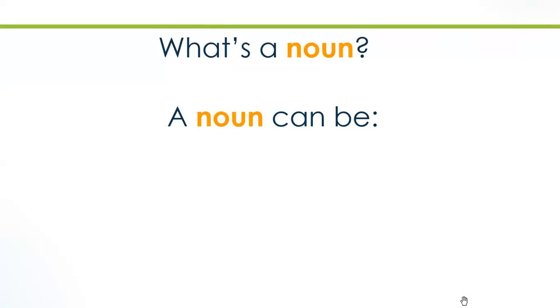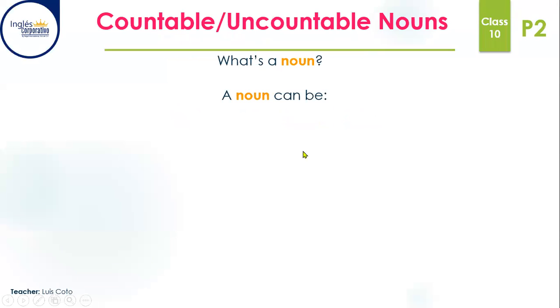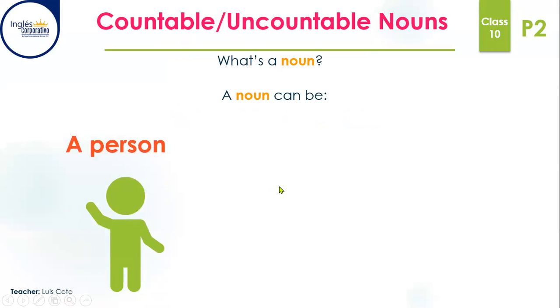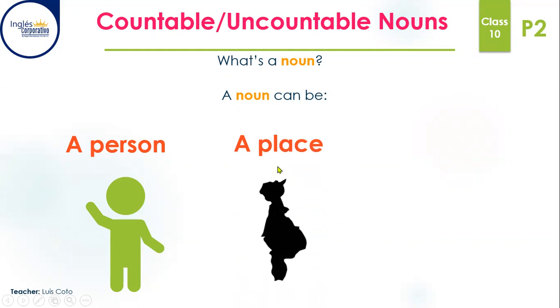But the question is, what's a noun? Can you read what's a noun in this one? Okay. A noun can be a person. If you say Santiago, for example, that is a noun. It has a name. It can be a person. What else is a noun? For example, a place. Examples for places as nouns.